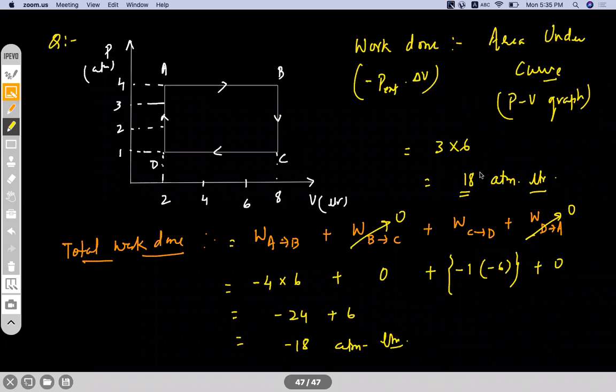So here we have 18 atm liter. Whenever you have a clockwise process, you see, it's clockwise. When the cyclic process is clockwise, then it is always work done by the system. So you find out the area, you'll get the magnitude, and then since the process is clockwise, you have to put a negative sign over here. And that is what the answer is.